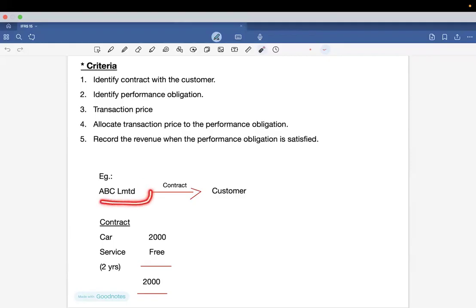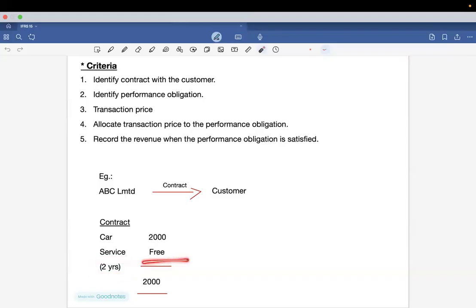So ABC Limited is a company. It's just an example, okay? ABC Limited has agreed a contract with a customer. The contract is that ABC Limited is going to give the customer a car for 2000, and the service is going to be for 2 years and it is going to be free.